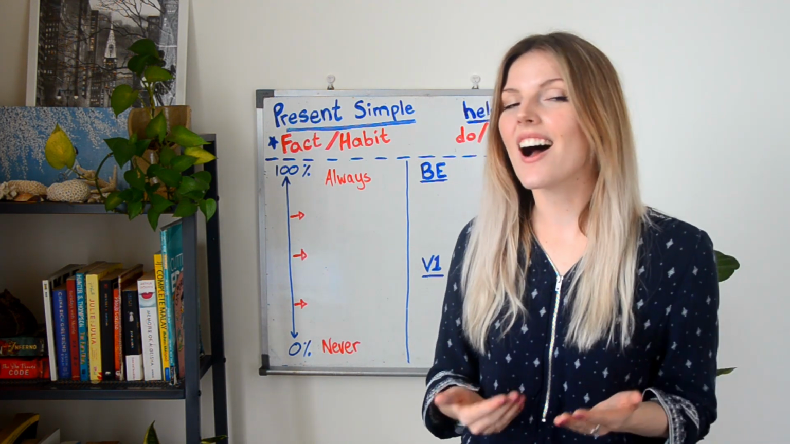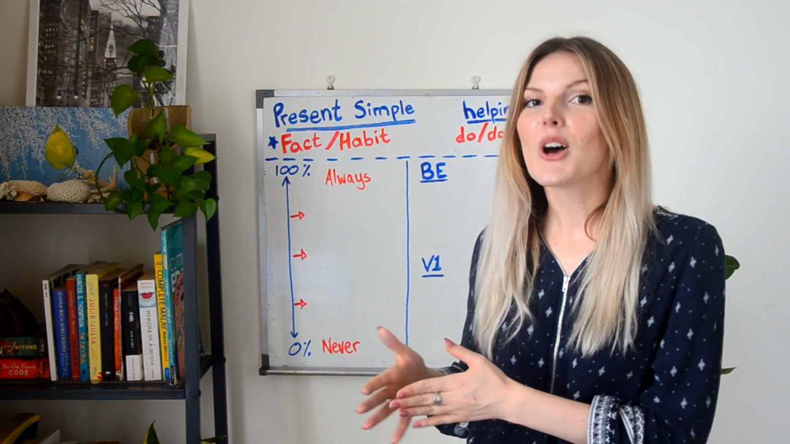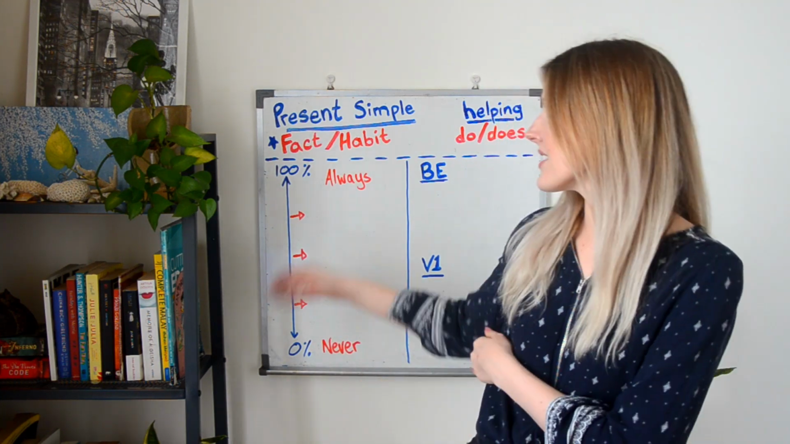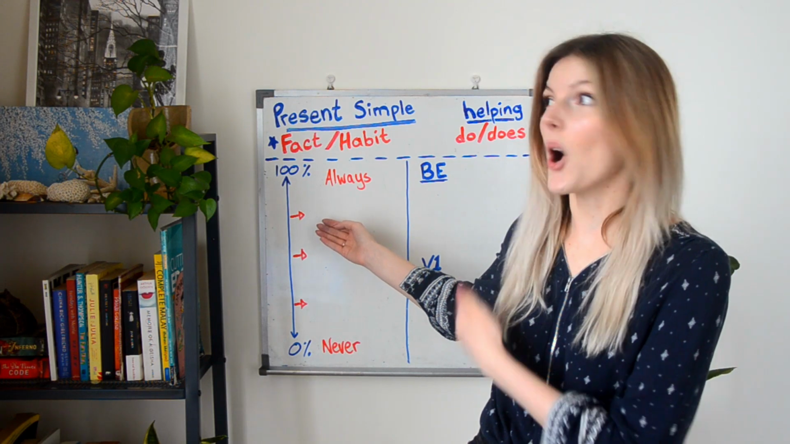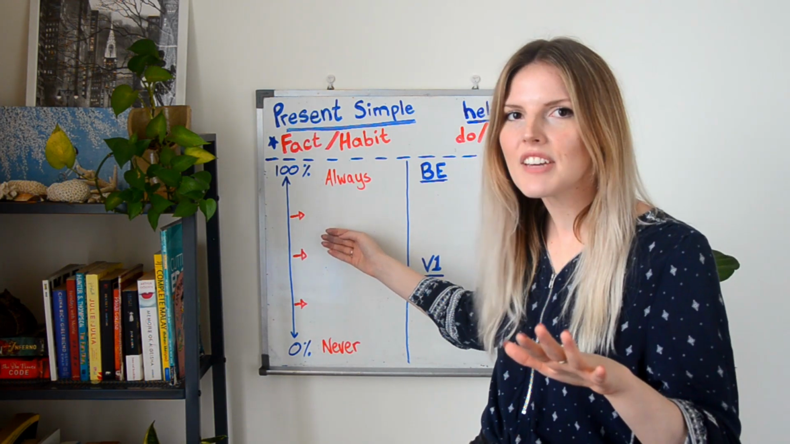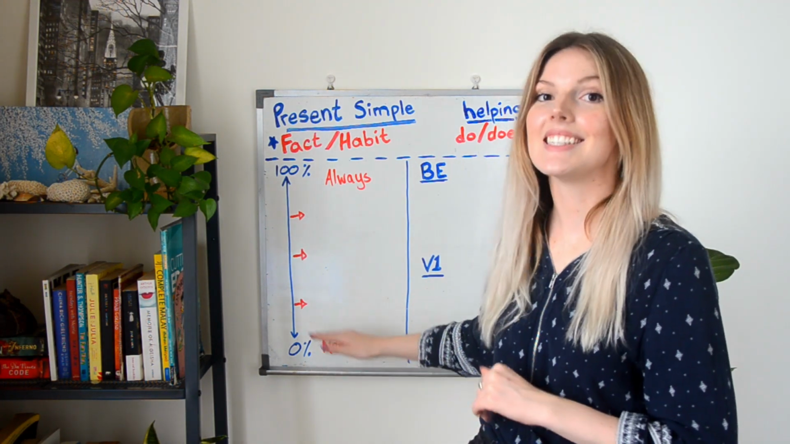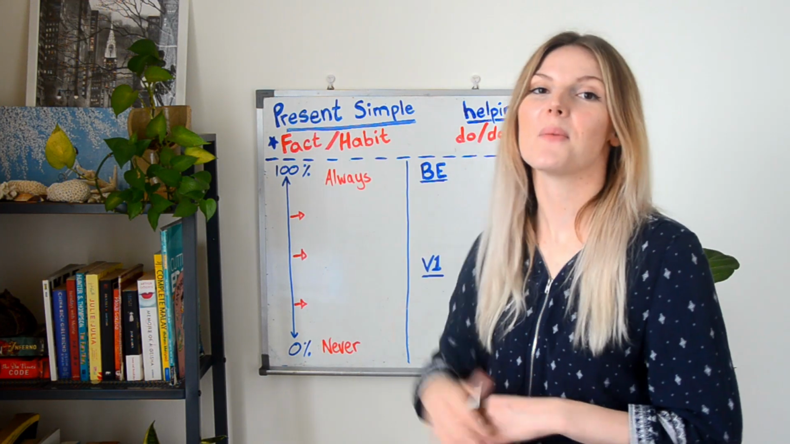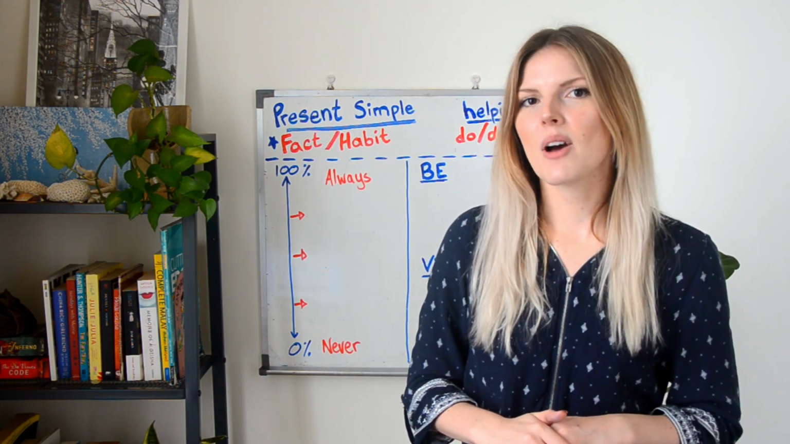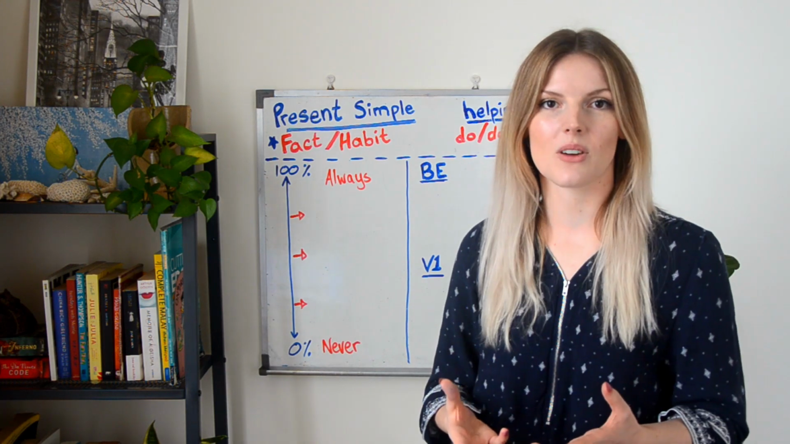So for example, I said that I love coffee. I drink it every day. So another word that I could use is always. I always drink coffee. But if you hate coffee, maybe you never drink it. 0% to my 100%. But what are some other frequency words that can also help to describe habit?